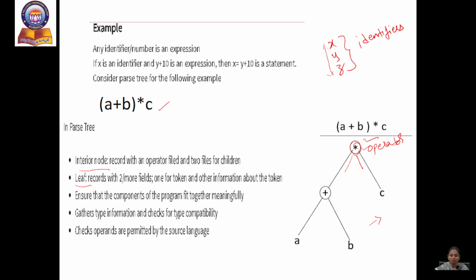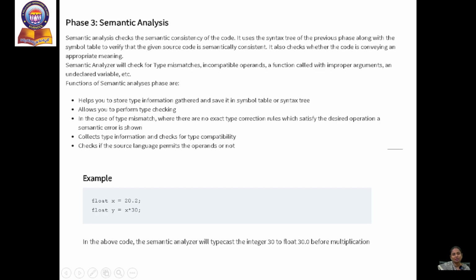So for this expression, we can see that the multiplication operator is considered the root node. It has two children: on the right side we have C as the right child, and on the left child we again have an expression with two identifiers. In between the two identifiers we have one more operator, plus, where A becomes the left child and B becomes the right child. So it is going to find out whether the statement is correct or not.